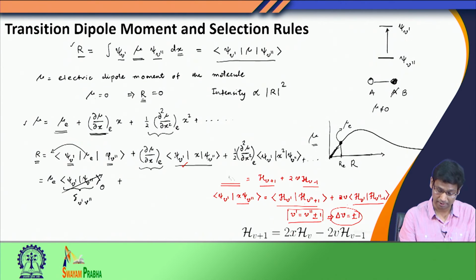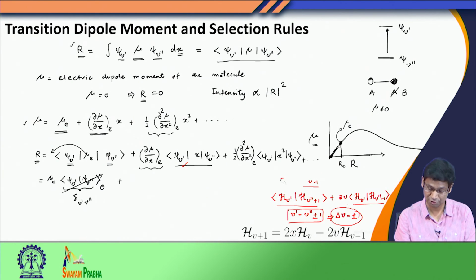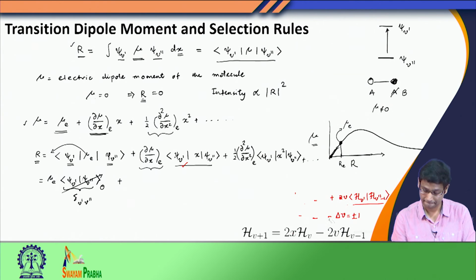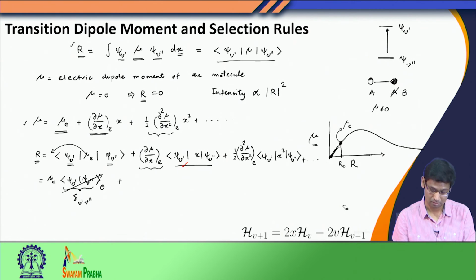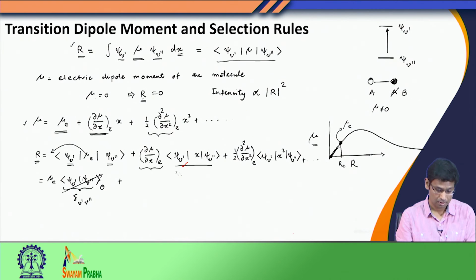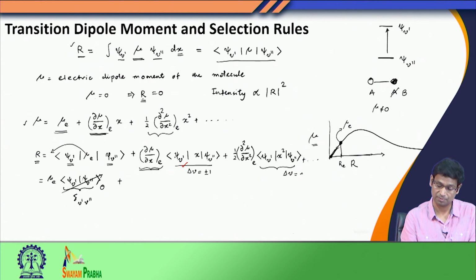Now, let us come back to our discussion. I will just erase this particular derivation. To continue our discussion, we see that this term is the first derivative of dipole moment with respect to x, and this integral survives only when delta v equals plus or minus 1, and this integral will survive only when delta v equals plus or minus 2, and similarly you will see that the higher integrals will survive only when delta v equals plus or minus 3 and so on and so forth.